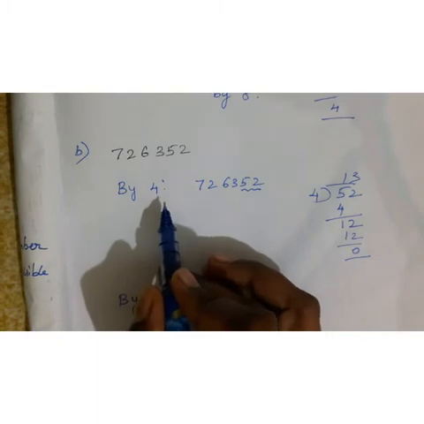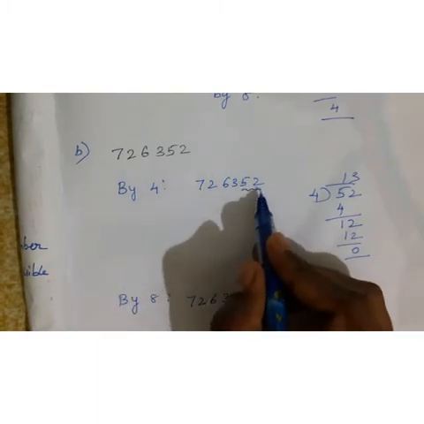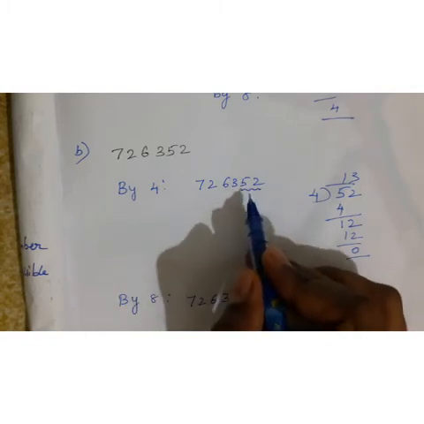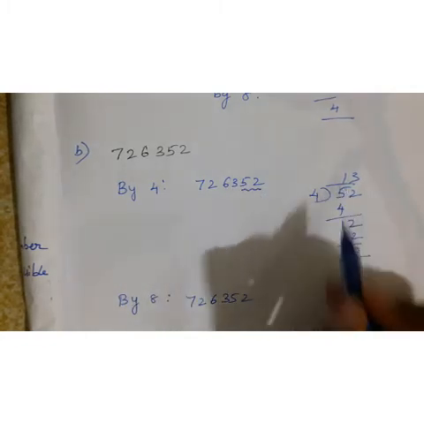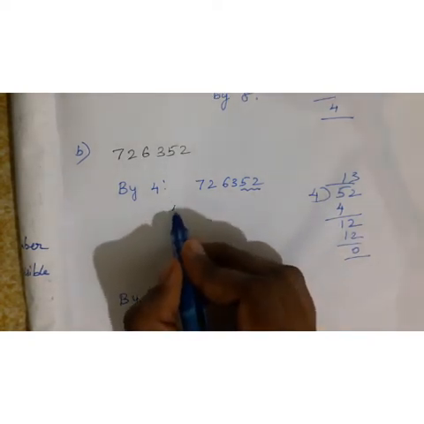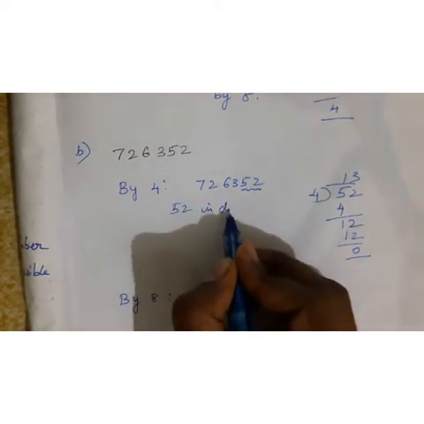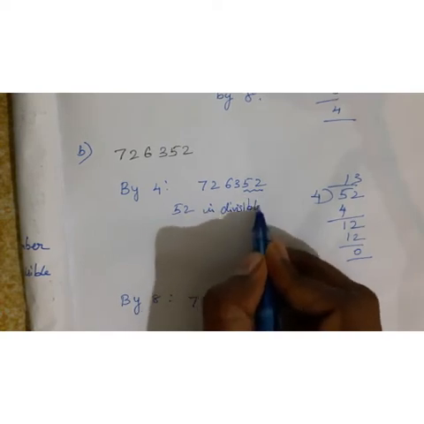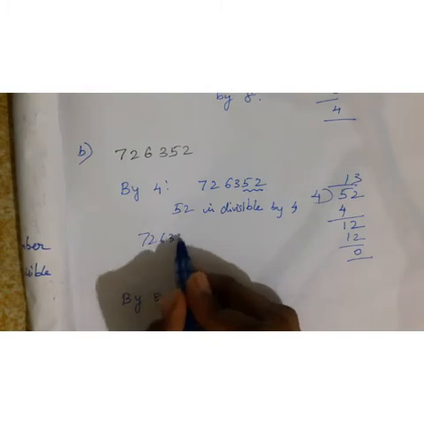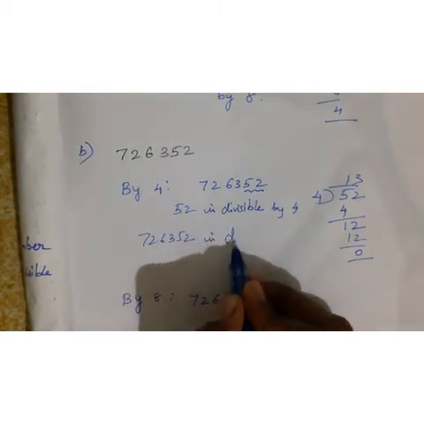Part B: 726352. Divisibility test for 4. If the last two digits are divisible by 4, then the number is divisible by 4. So let's take 52 and divide by 4. So we get the remainder 0. So 52 is divisible by 4. Hence 726352 is divisible by 4.